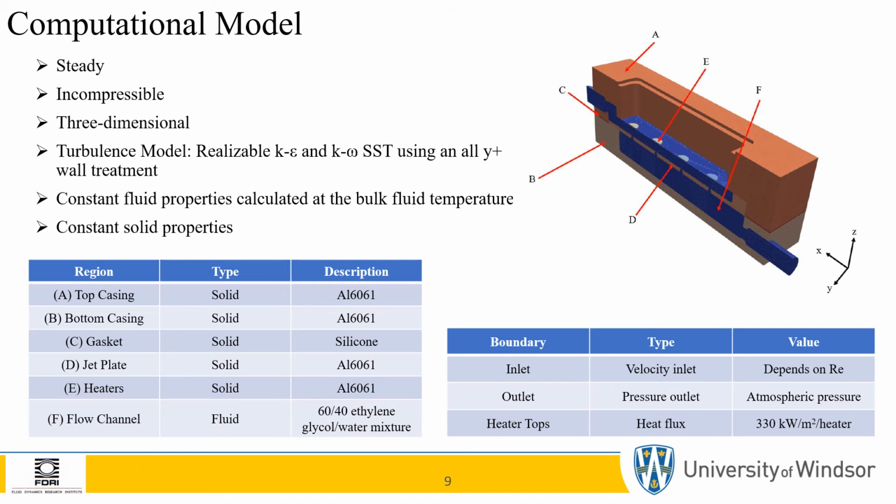The system of equations is solved with our computational model, which is steady, incompressible, and 3-dimensional, with the entire testing rig being modeled. For turbulence modeling, the realizable k-epsilon and k-omega SST models employing an all y-plus wall treatment were compared. All fluid properties were determined at the bulk fluid temperature, and all solid properties were held constant. Furthermore, a uniform heat flux that was determined from the linear fit was applied to the top surfaces of each heater, and velocity inlet and pressure outlets were also used.